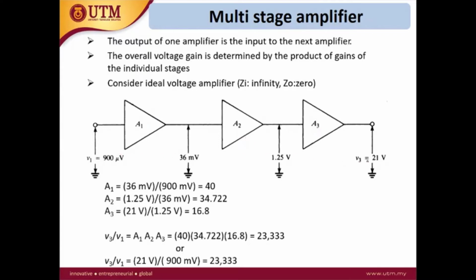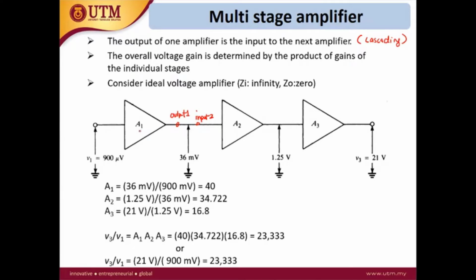So the general connection will be the output of the amplifier 1 will become the input of amplifier 2. So the output of one amplifier is the input of the next amplifier. This is what we call cascading. The word cascading means that the output of one amplifier will become the input of the next amplifier. When you do this cascading, the overall voltage gain is determined by the product of the gain of the individual stage.